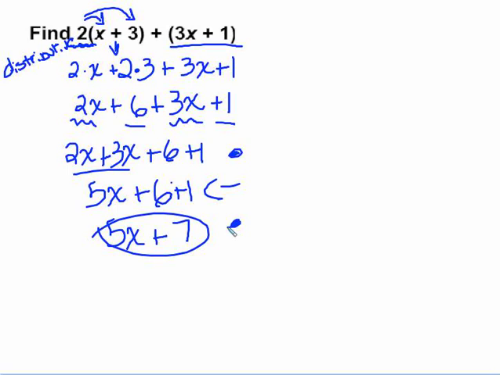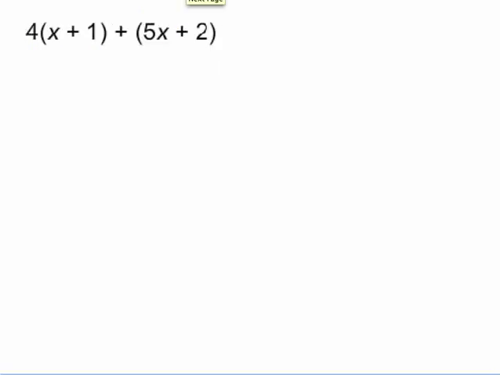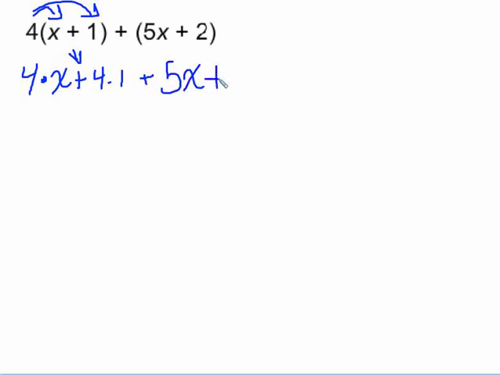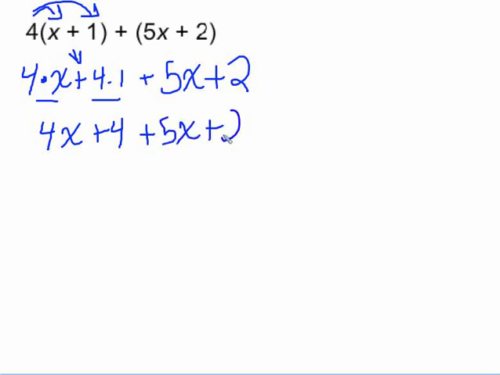Let's try another one. So we're going to do 3 more examples, and they're all going to be very similar. So I take a look at this one right here, 4 times the quantity x plus 1 plus the quantity 5x plus 2. Again, I see that I'm going to need to use the distributive property. So that's going to be 4 times x plus 4 times 1. Again, you always bring down the sign. Plus, I can remove these parentheses now, so that's 5x plus 2. When I carry out my multiplication, I'm going to have 4x plus 4 plus 5x plus 2.